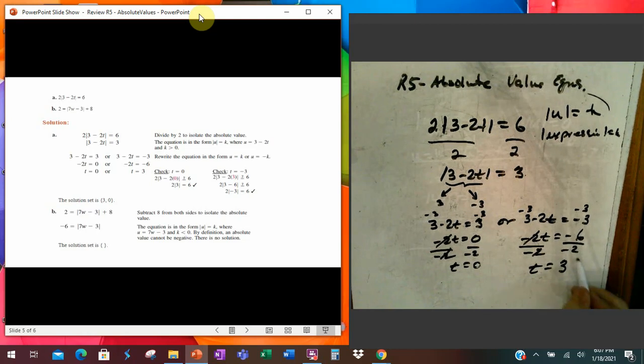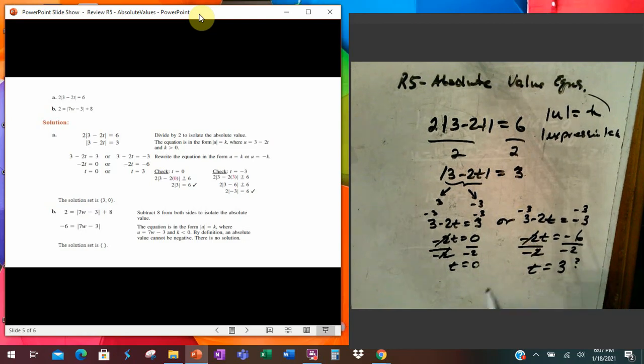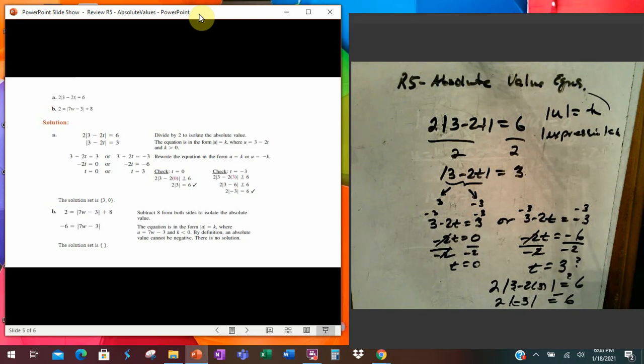How about t is equal to 3? Well, does 2 times the absolute value of 3 minus 2 times 3 equal 6? 3 minus 6 is negative 3. The absolute value of negative 3 is 3. 2 times 3 is equal to 6, and that would work. Okay, so I've actually got two solutions, 0 and 3. That's my solution set.